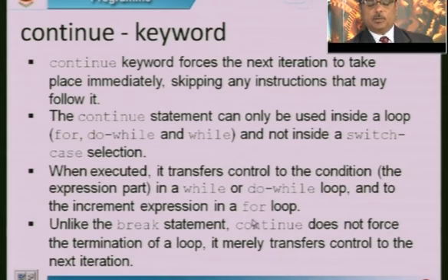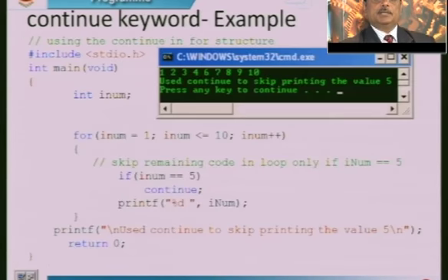So only control will be transferred to the place of condition part and start executing. Let us understand with a small example how this continue statement can be used. I want output like this: 1, 2, 3, 4, 5 should be skipped, and then it should start 6, 7, 8, 9 up to 10. So here 5 should not be printed in my output.